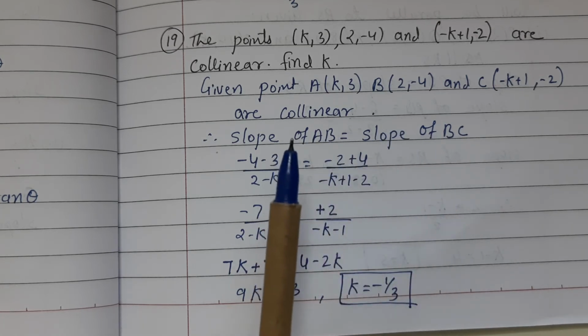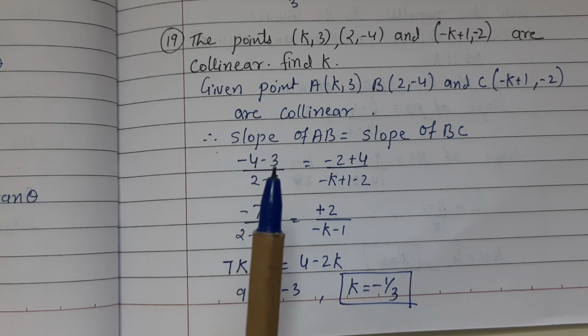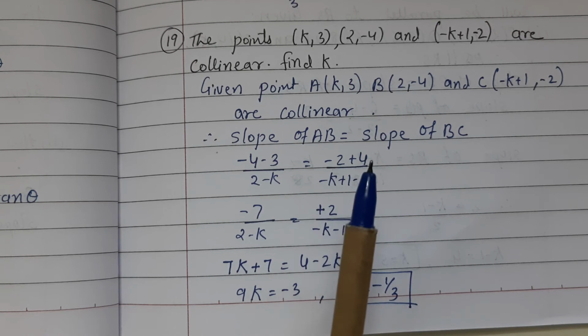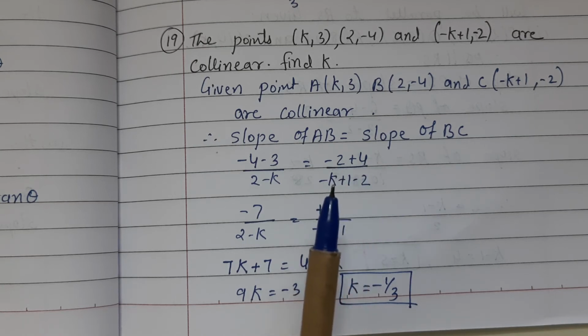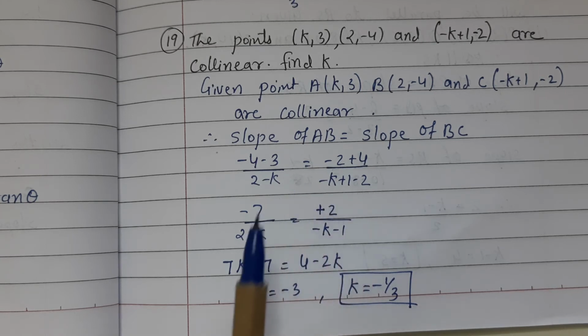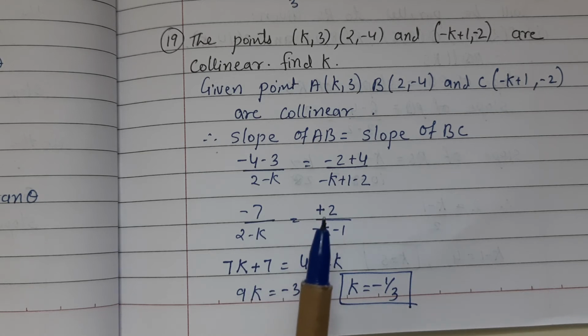Slope of AB equals (-4 - 3) upon (2 - k), equals (-2 + 4) upon (-k + 1 - 2). So -7 upon (2 - k) equals 2 upon (-k - 1). Cross multiply: 7k + 7 equals 4 - 2k. 9k equals -3. k equals -1/3.